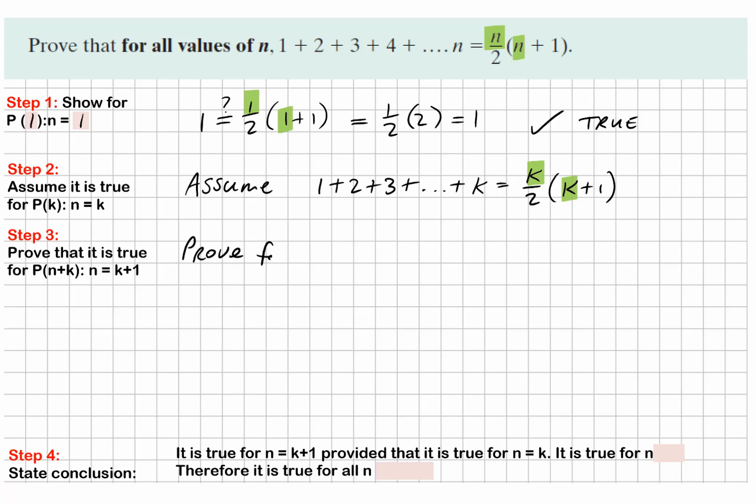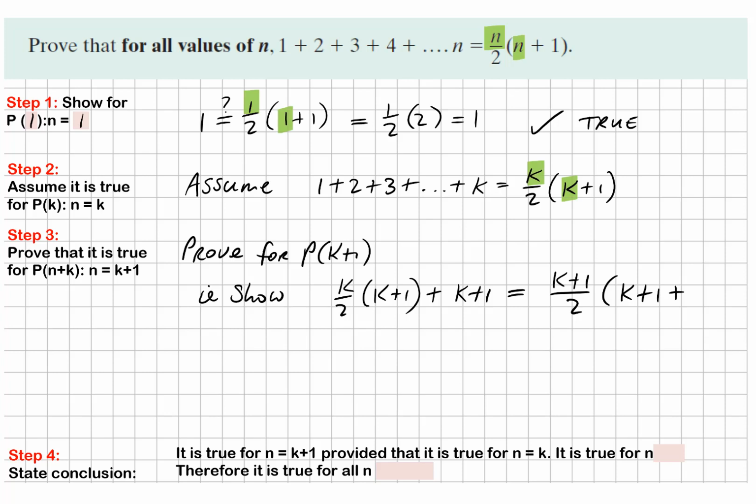This is the big step here, step 3. We're going to prove that it is true for n is equal to k plus 1. Now, for n is equal to k plus 1, what I would be doing is adding k plus 1 onto the right-hand side of my assumption there. So it's k plus 1 more than for n is equal to k. And that would be equal to the same as if I substitute k plus 1 into the expression. I'm putting k plus 1 in instead of n in the original expression. So if I show that this is true, I've proven my point.